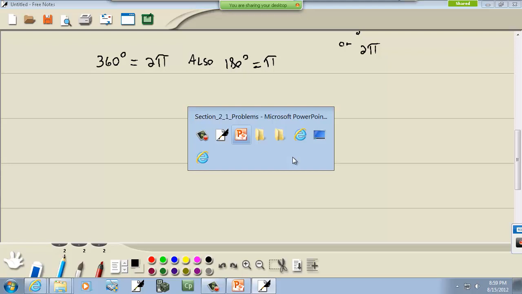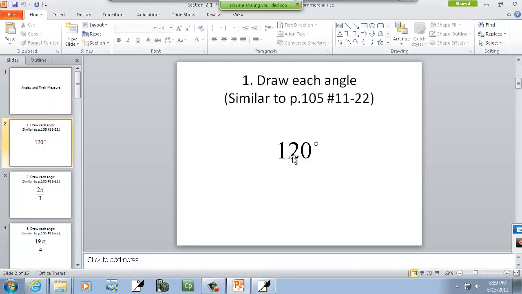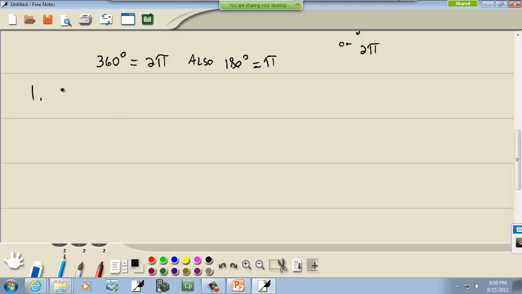Okay, so let's look at our first problem. It says draw each angle, and it asks us to draw 120 degrees. Okay, so here's our starting place. Now up to here would be 90, and over to here would be 180. In any of these quadrants, we'd have 90 degrees. If you divide that by 3, each one would be 30 degrees.